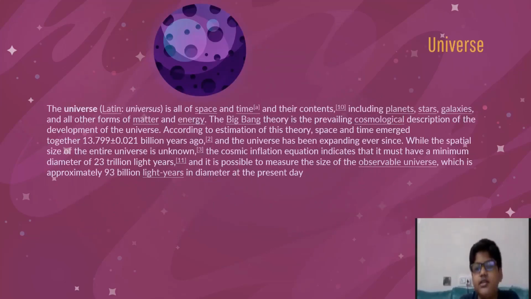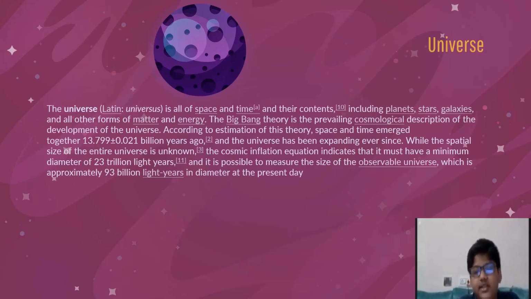The universe, or the observable universe. The universe is all of space and time and their contents, including planets, stars, galaxies, and all other forms of matter and energy. The Big Bang theory is the prevailing cosmological description of the development of the universe. According to estimation of the theory, space and time emerged together 13 billion years ago, and the universe has been expanding ever since.